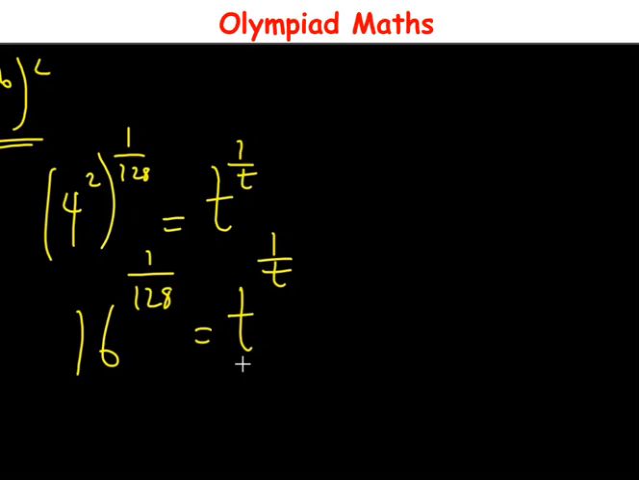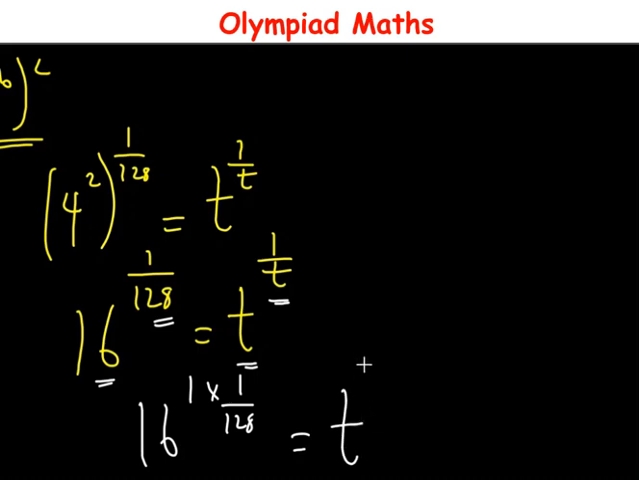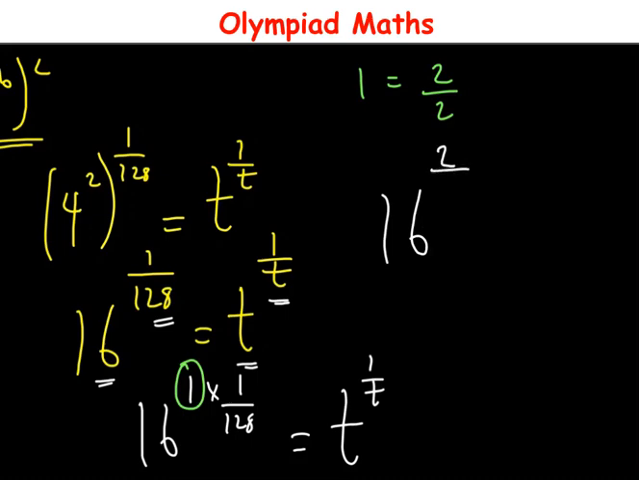Now, at this junction, the base right here is equal to the power denominator, but the base right here is still not equal to the power denominator. So, we still need to simplify this further. And to do so, factorize out power 1 from here. What we have is 16 raised to power 1 times 1 over 128 is equal to t raised to power 1 over t. And we can then replace this power 1 right here as 1 can be written as 2 over 2, such that we have 16 raised to power 2 over 2 times 1 over 128 is equal to t raised to power 1 over t.